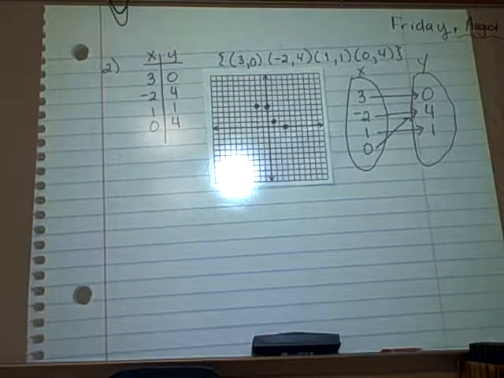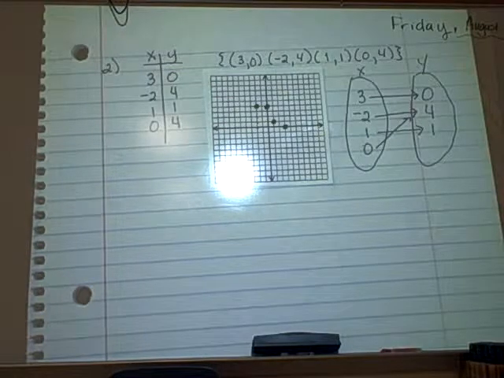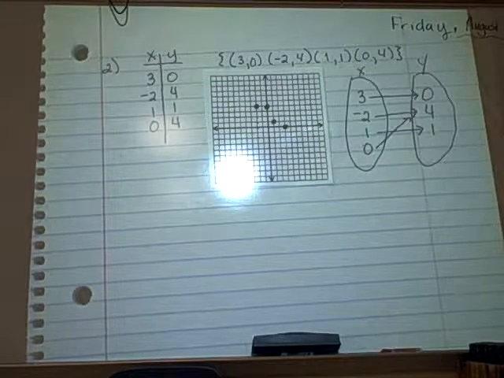What do y'all think about this one? First of all, is it a relation? Yes, it's any group of points, so it's a relation. Is it a function? No. Oh, I hear both answers. No, yeah, it is a function. It is a function, why?